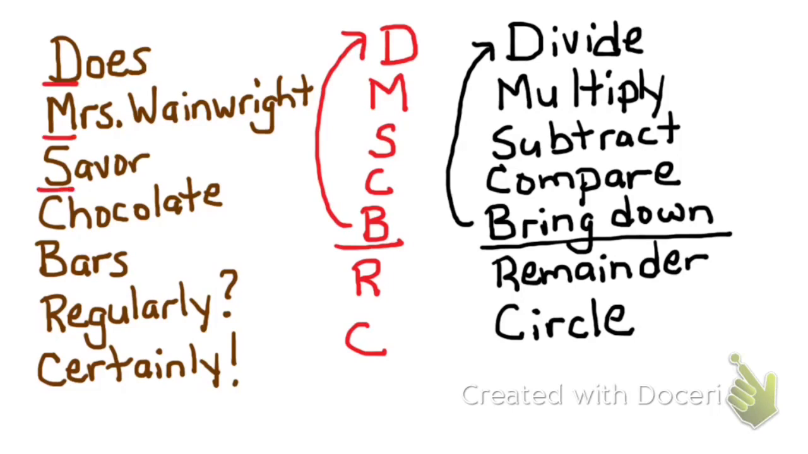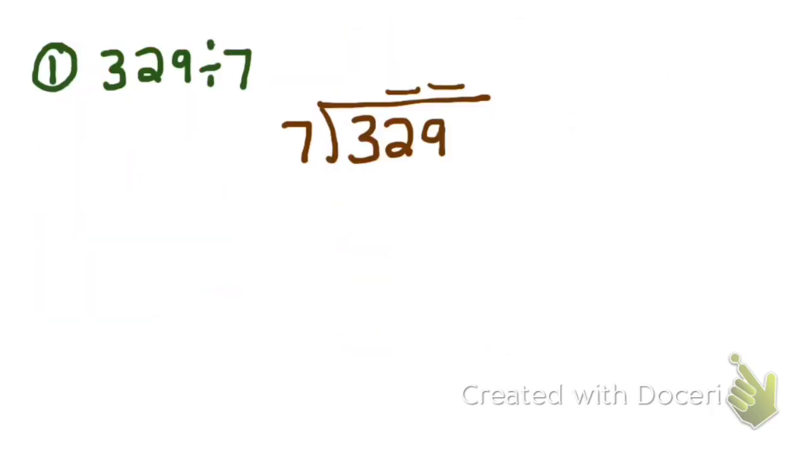So we have, does Mrs. Wainwright save her chocolate bars regularly? Certainly. Divide, multiply, subtract, compare, bring down, remainder, circle the final answer. And every time I do a long division problem, I write down the initials for my steps for long division on the left-hand side. Does Mrs. Wainwright save her chocolate bars regularly? Certainly. Underline the B and put an arrow from the B to the D.